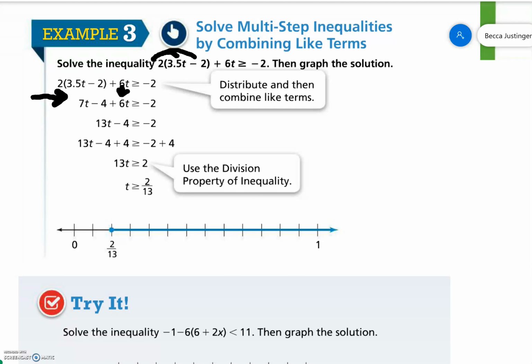Then combine like terms. 7t plus 6t is 13t. Trying to get t by itself. So that's subtracting 4. So the inverse of subtracting 4 is adding 4. So that cancels out on the left. Add 4 to the right side. So bring down the 13t. -2 plus 4 is +2. Got to divide both sides by 13. And it cancels out on the left. And t is greater than or equal to 2/13.